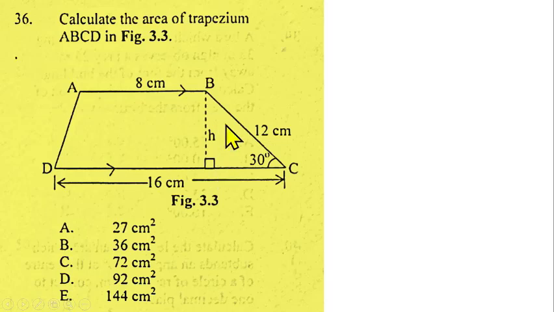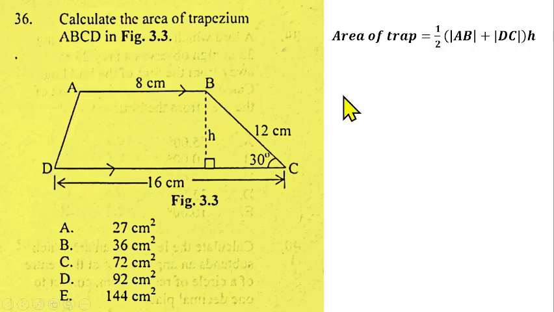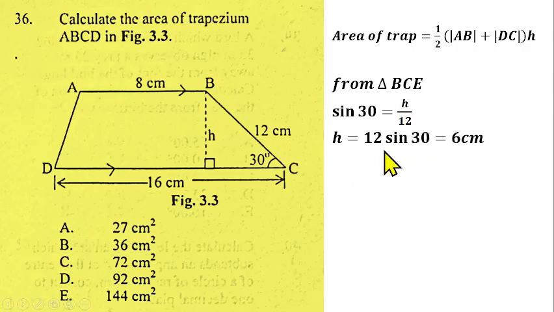But we can use this right angle triangle to find the height of the trapezium, which is this side. We are given this angle to be 30 degrees. We are given this side, which is the hypotenuse of this right angle triangle. So we can use opposite over hypotenuse to find the height. From triangle BCE, I label this point E. So we can use the trigonometric ratio, opposite over hypotenuse, which is sine 30 equals h over 12. So multiplying, h equals 12 sine 30. That will give us a half of 12, which is 6 centimeters as the height of the trapezium.